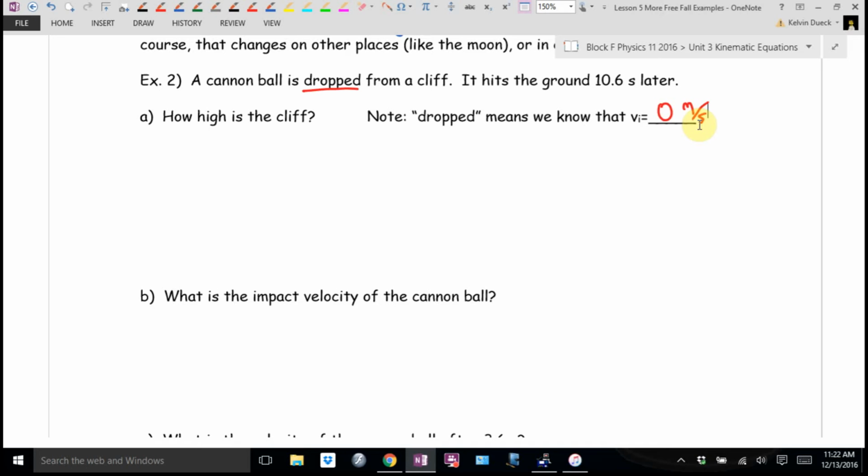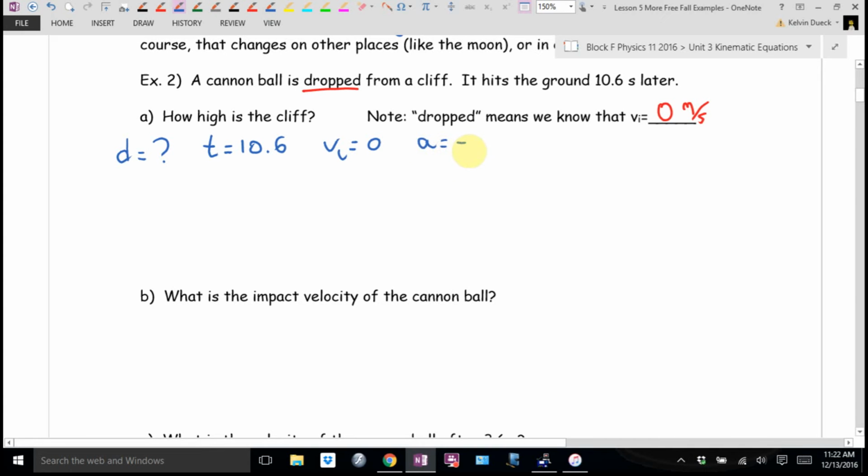How high is the cliff? What variable would how high be from my 5 physics variables, VI, VF, D, T, and A? Okay, let's write down D equals question mark. Oh, and we said we know that VI is 0. As soon as we're in free fall, we also know something else automatically every time. What's A? Negative 9.8. Looking for an equation that has D, T, VI, and A in it. There is one.